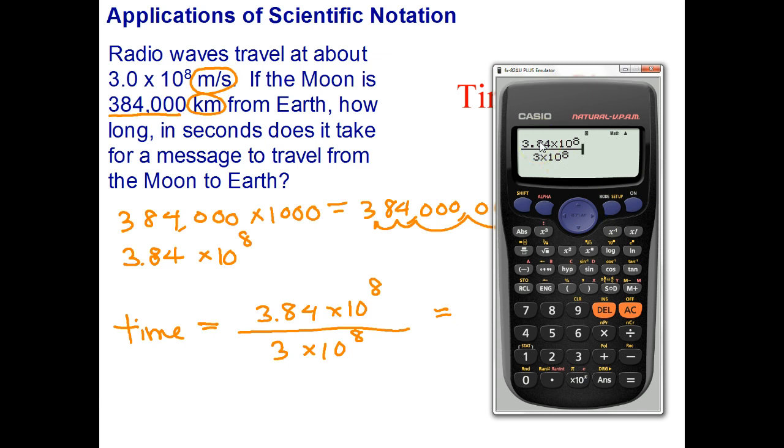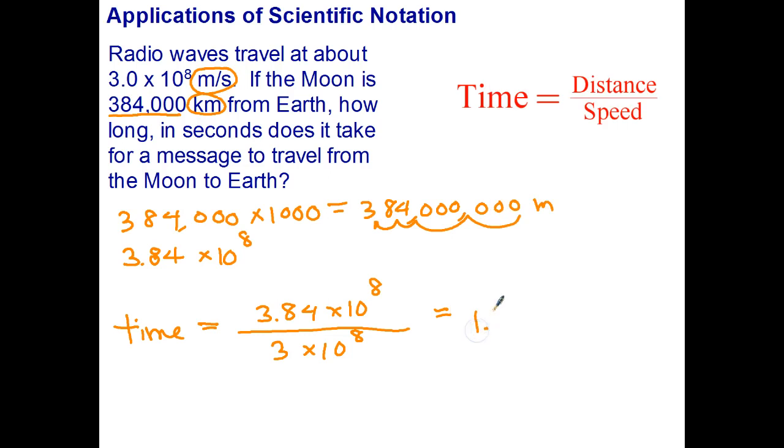Okay, quick check. Whenever I type things into the calculator, I always check that I've done it correctly before I press the equal sign. So 3.84 times 10 to the 8th, divided by 3 by 10 to the 8th. Yep, all that looks good. And there's the answer, 32 over 25, as a decimal, 1.28 seconds. So it takes 1.28 seconds for a radio signal to get from the moon to the Earth.